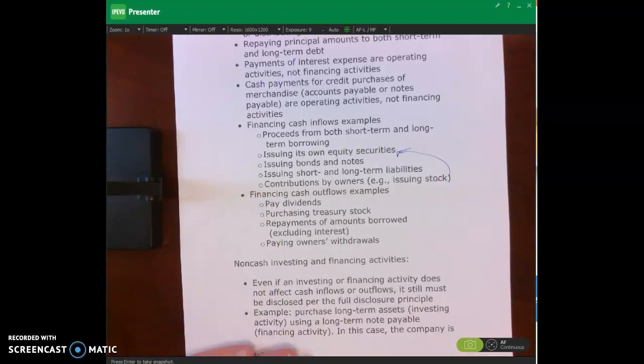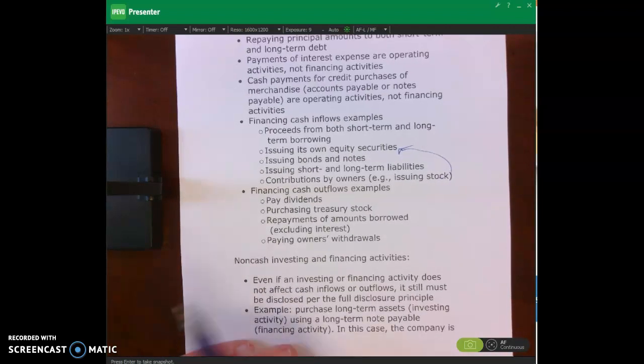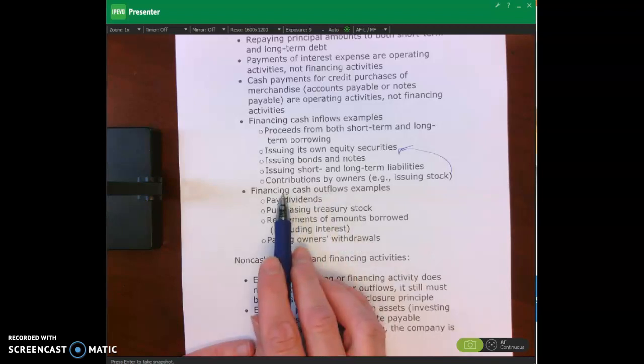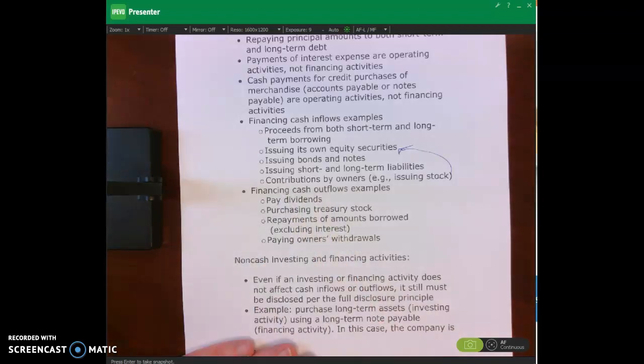Okay. In terms of financing cash outflows, paying dividends. Now, dividends received, that's operating, because that would be related to dividend revenue, which would show up on the income statement. Paying dividends, though, does not show up on the income statement. Okay? Paying dividends does not show up on the income statement. It's classified as a cash outflow under the financing activities section of the statement of cash flows.